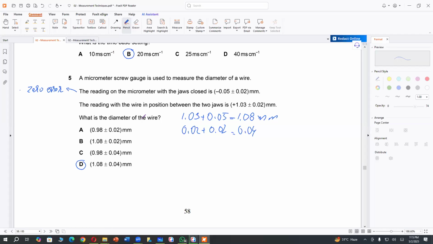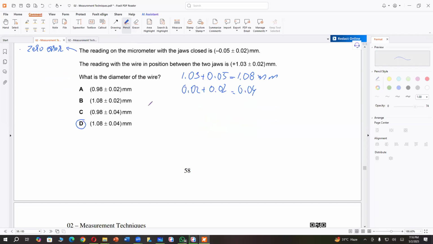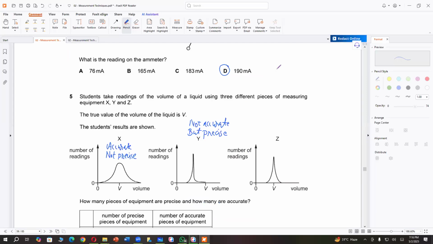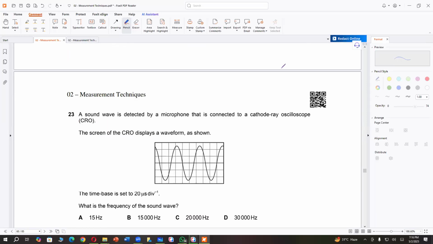So why is the 0.02 added? Because 0.02 is the uncertainty in every reading. So when you are adding the zero error, you have to add the uncertainty also. Uncertainty will be added in uncertainty and normal entry will be added into normal entry. So we have done this thing, and now let's move to our paper 2 question here.